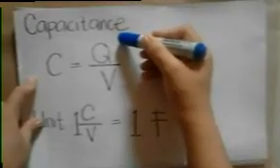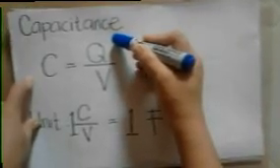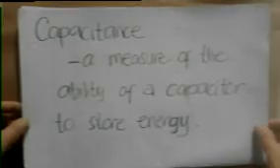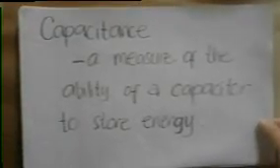From equation 1, C is equal to Q over V, the greater the capacitance of a capacitor, the greater is the magnitude of charge on either conductor for a given potential difference V, and hence the amount of stored energy. Thus, capacitance is a measure of the ability of a capacitor to store energy.